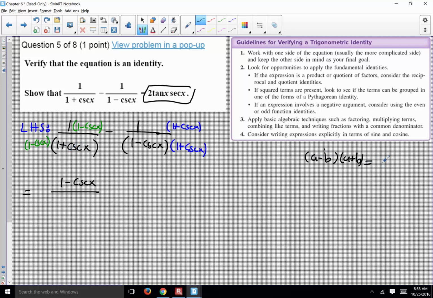What's the quick way to multiply it? You can FOIL it, but the quick way is a squared minus b squared. So this is 1 squared minus cosecant squared. Top is 1 plus cosecant x, and the bottom is again 1 minus cosecant squared x. Now can I combine them because they are the same? Common denominators match, so I'm combining them.